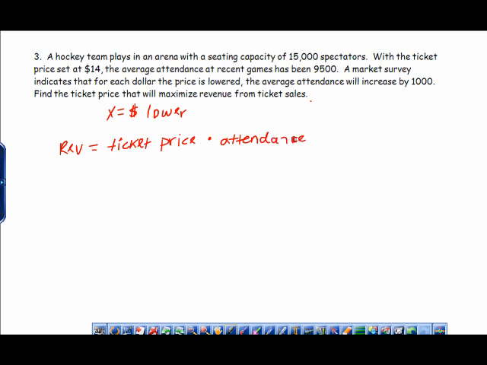Okay, so however much the tickets cost times the number of tickets, that is the revenue. Not necessarily profit, but how much money is coming in. If you have questions about that, please bring them to class.